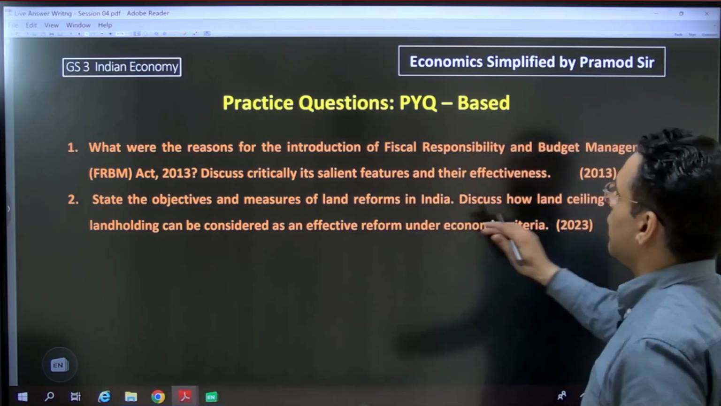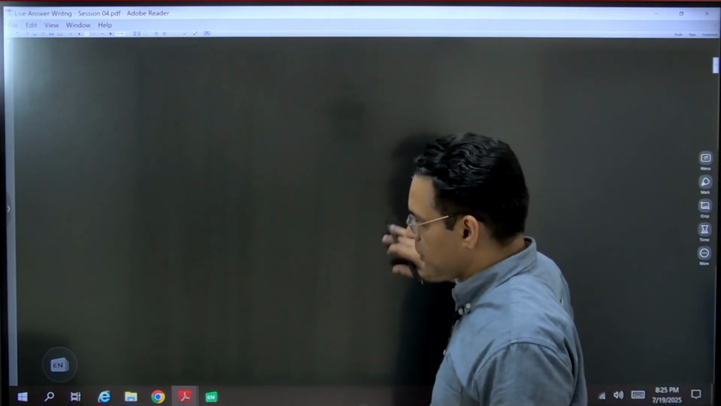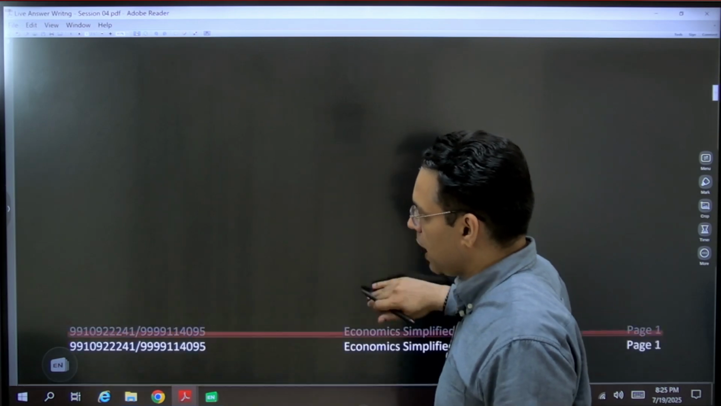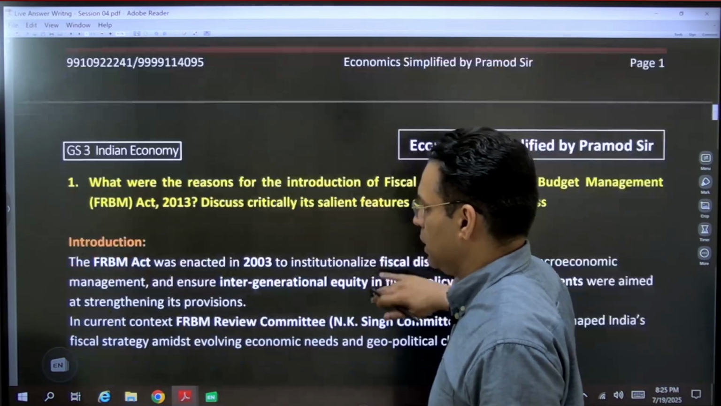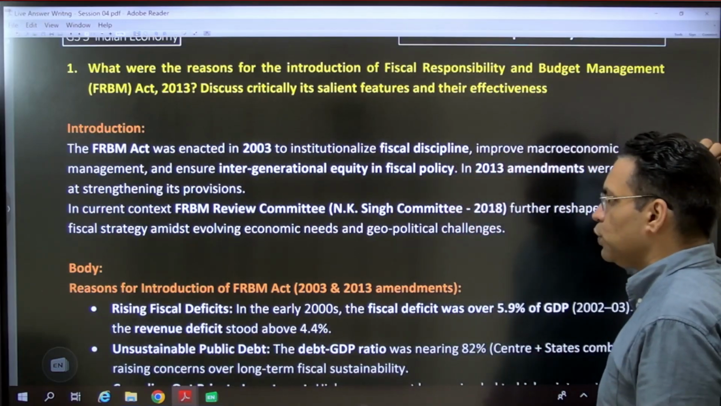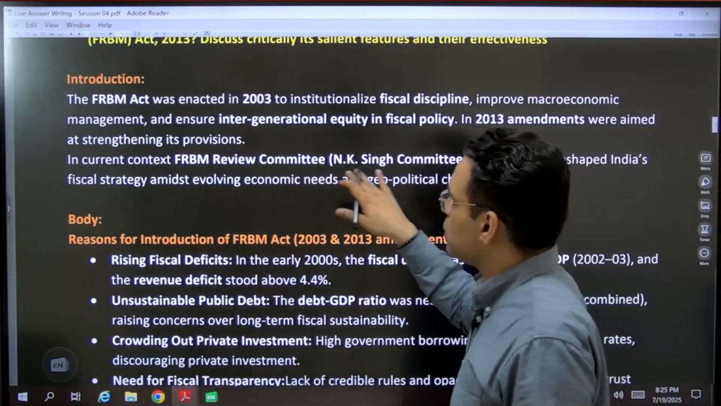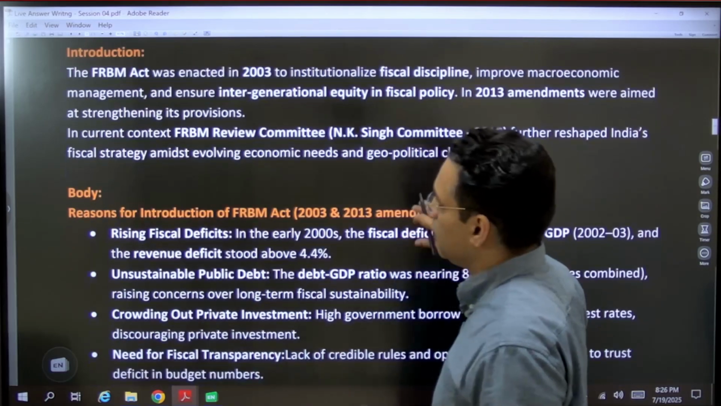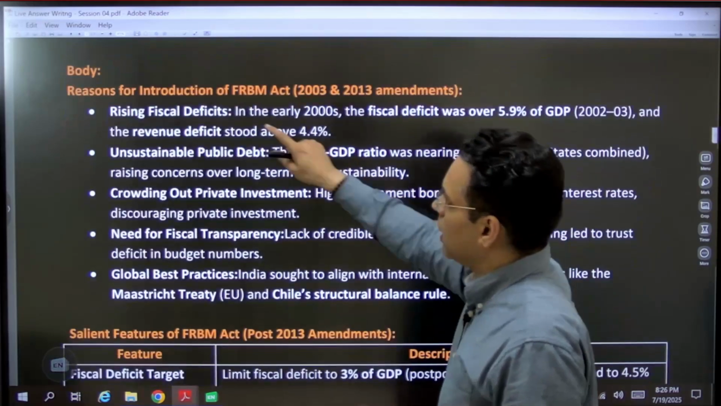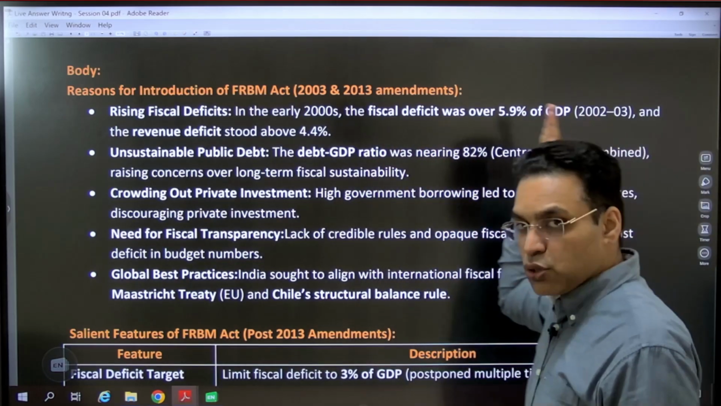What were the reasons for introduction of FRBM Act? So FRBM Act actually came in 2003. The idea of FRBM Act was to bring fiscal discipline and reduce the deficit in the economy. So the idea of FRBM Act was to bring fiscal discipline, improve the macroeconomic management, and later on in 2013 it was reviewed by NK Singh committee, 18 rather. And what are the reasons for reduction? Rising fiscal deficit. Fiscal deficit was high and the fiscal deficit actually came down.